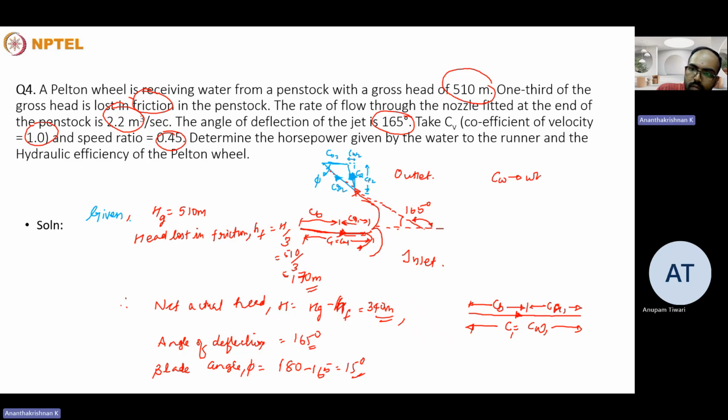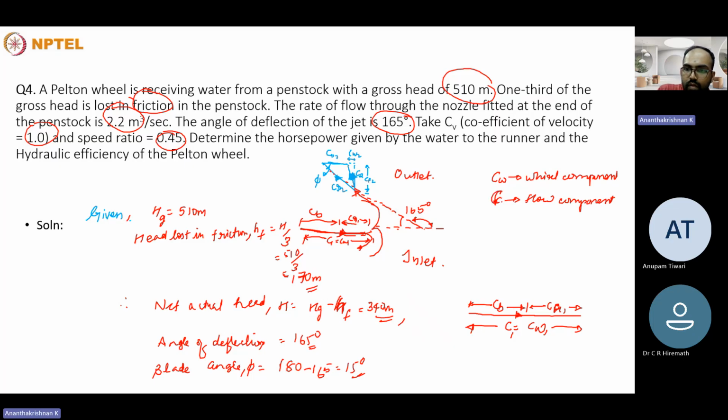So the whirl component CW, and CF will be the flow component of the actual velocity components of C1. So this will be the inlet velocity, not exactly a triangle, it's a straight line. So at the outlet, there is a deflection of 165 degrees.